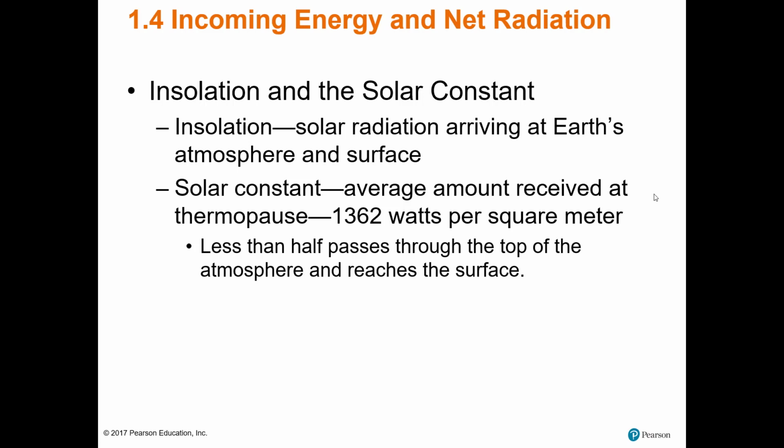Insolation and the solar constant. Insolation is solar radiation arriving at Earth's atmosphere and surface, so it's energy, not heat, but it's solar radiation. There is a difference between heat, which is measured as temperature, and the units of that are degrees Celsius or degrees Fahrenheit, and insolation, which is solar radiation. It's measured in watts per square meter. There's a solar constant, or an average amount received at the thermopause, which is 1,362 watts per square meter. Less than half passes through the top of the atmosphere and reaches Earth's surface.